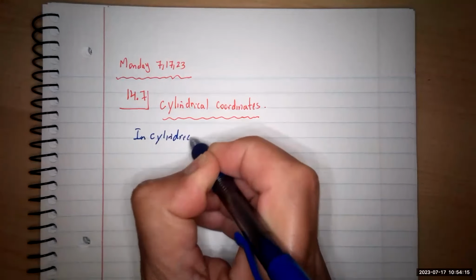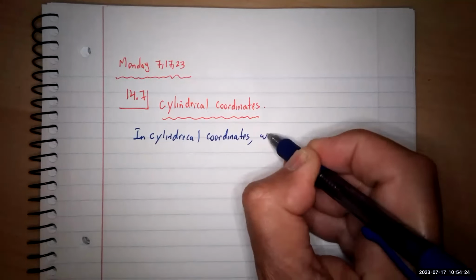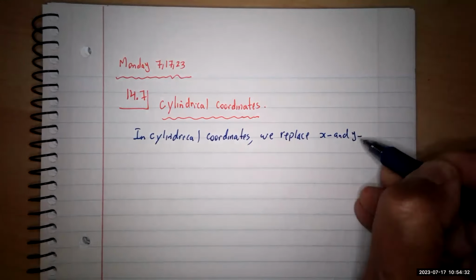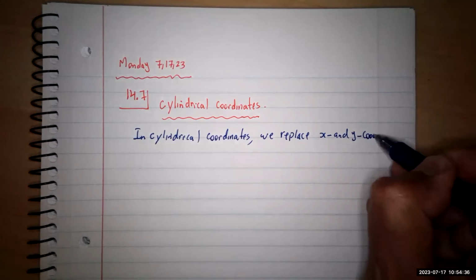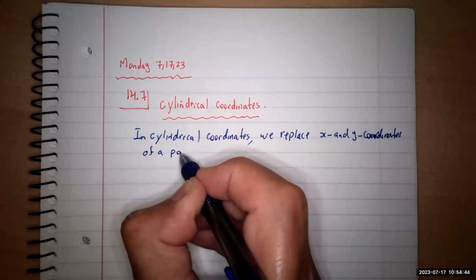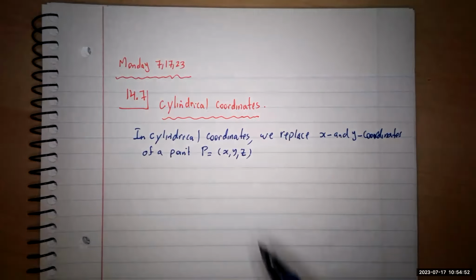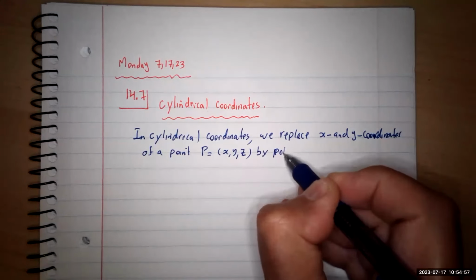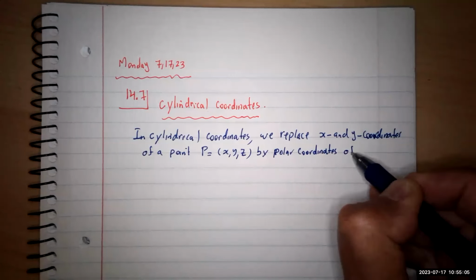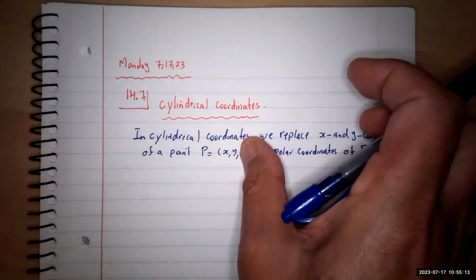In cylindrical coordinates, we replace x and y coordinates of a given point P, which is given by x, y, z in rectangular coordinates, by polar coordinates of P. So the polar coordinates, of course, will be this part that we're going to have.